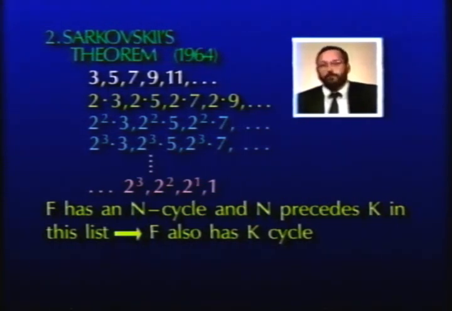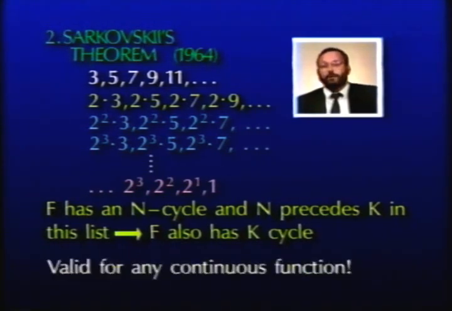4 times 7, 4 times 9, 8 times 3, 8 times 5, etc., all the way down to all the periods a power of 2. Moreover, this theorem is amazing because it's valid for not just x squared plus a constant, but in fact for any continuous function of a real line. Any continuous function of a real line must satisfy the Sharkovsky ordering.